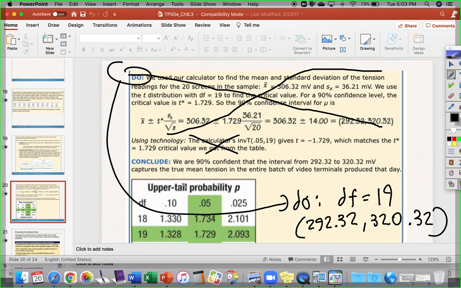Now, conclusion. This is not one you skip. You don't skip conclusion ever. We are 90% confident that the interval from 292 to 320 captures the true mean tension in the entire batch of video terminals produced that day. Of what? Steal that information right from the question.